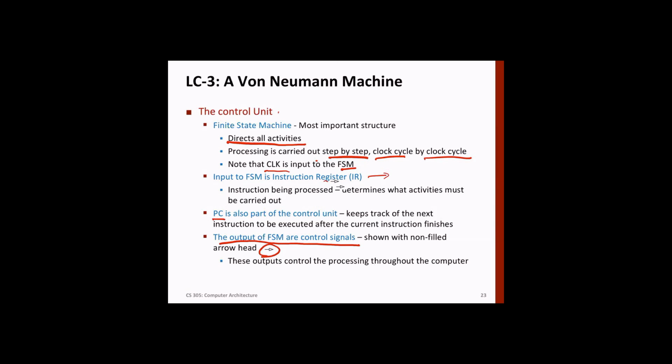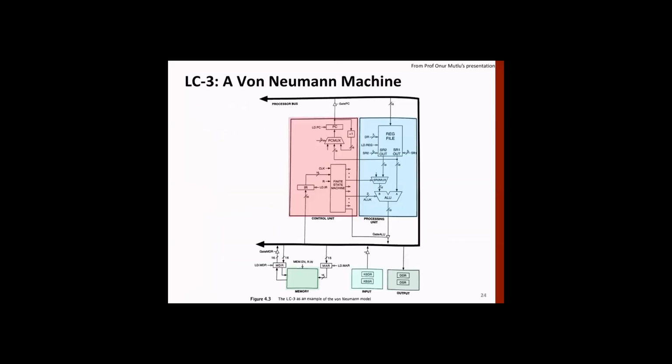So let's now see what this machine looks like. Look at what is shown here in pink: the control unit. It has a program counter, a multiplexer, a finite state machine, and an instruction register. The input to the finite state machine is the clock, and the output from the instruction register is the instruction, which is 16 bits. So the instruction will be read from memory.